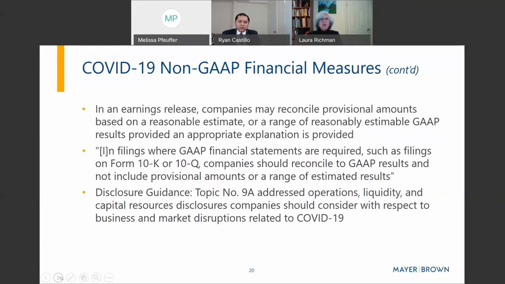I'll just mention quickly that CorpFin did supplement topic 9 guidance with 9A, which deals a little bit more expressly with MD&A topics such as operating results and liquidity. But the guidance that they've been giving on COVID is principle-based. So it's not stuck in time at the beginning of the pandemic. It's still applicable now.